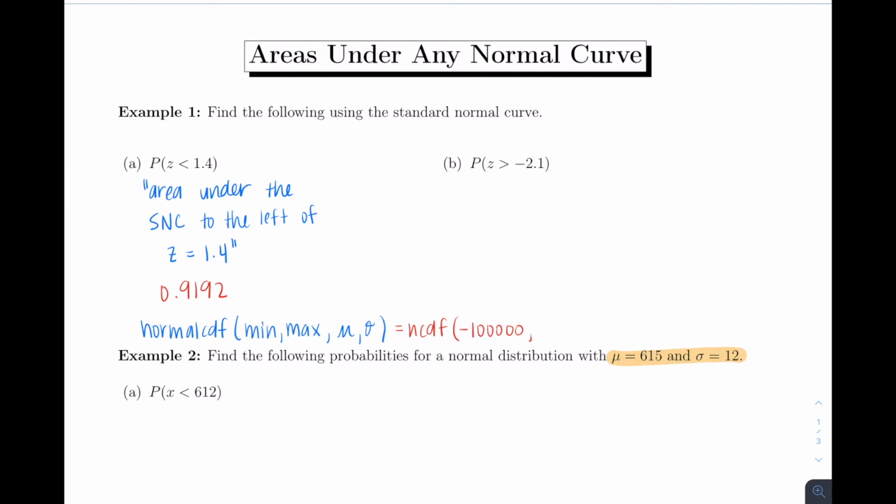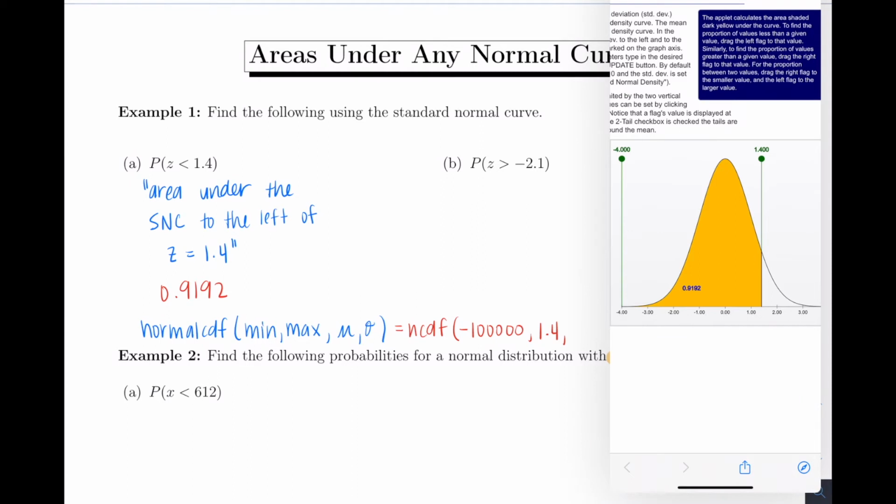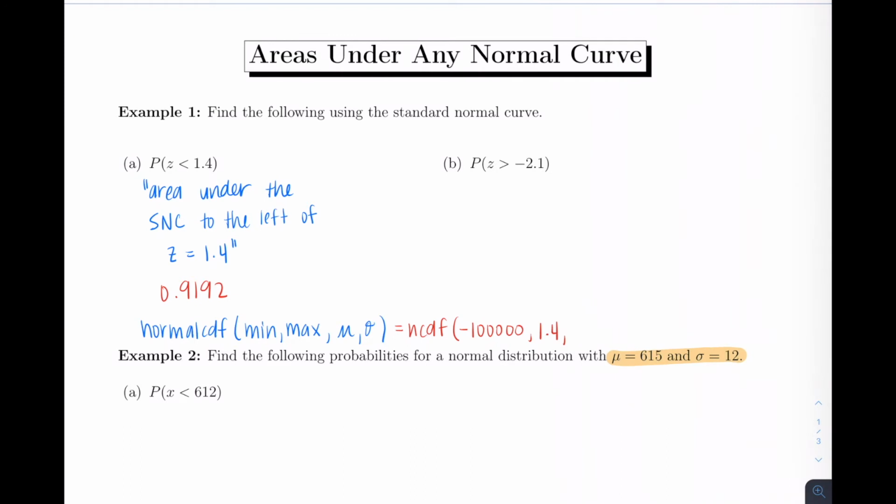And then the next value that I'm going to put in is the maximum value that I want to look at. And when you're doing probabilities to the left of a value, right, so with a less than sign, your maximum value is always just going to be the value that's given. And so here, my maximum value is 1.4, and if you compare that to the applet, you can see that the maximum value for that yellow region is positive 1.4. And then of course the mean is 0 and the standard deviation is 1, and when you put this into your calculator, you get the exact same value of 0.9192.